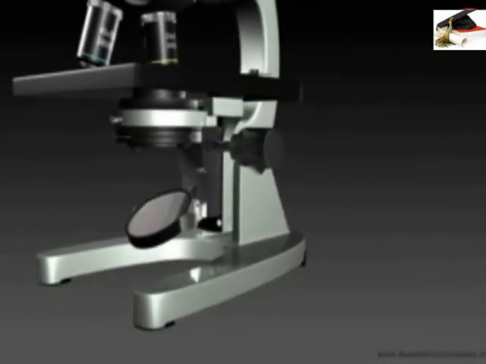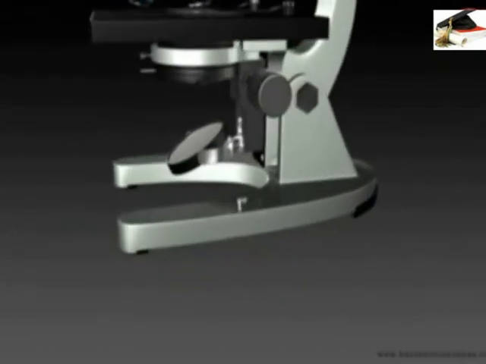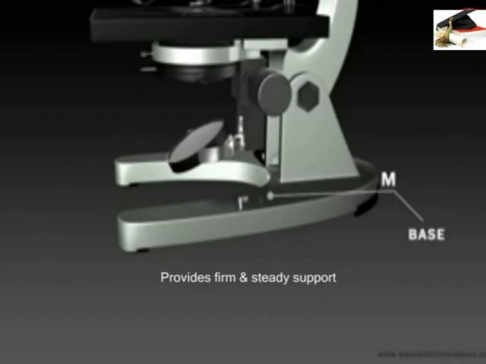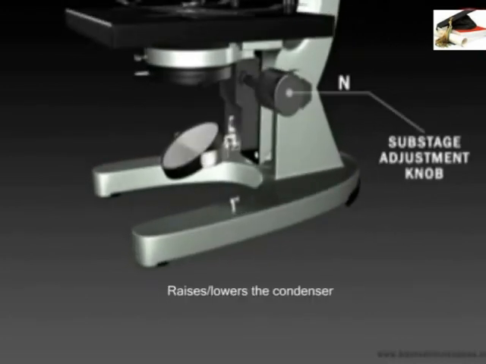The mirror reflects light through the condenser to the object. In certain cases, some microscopes would often have a light bulb in place of a mirror and would therefore need to be connected to a power source. The base provides firm and steady support. The substage adjustment knob raises and lowers the condenser.